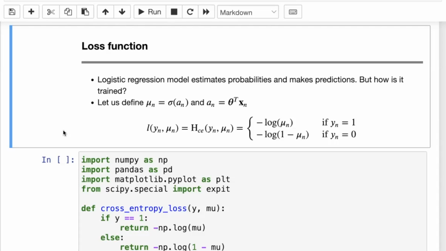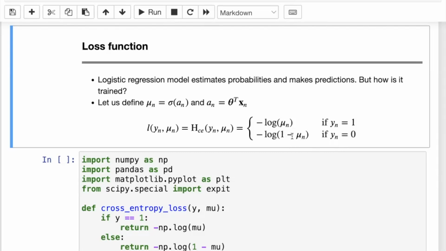And the loss function that we mainly use for logistic regression is the one that is provided here. If the true output is 1, then the value of the loss function is negative log of mu n, and mu n is what we get from the logistic function. And if yn equals 0, if the true class is 0, then we get negative log of 1 minus mu n. This is somewhat complicated to figure out why this works just by looking at this equation.